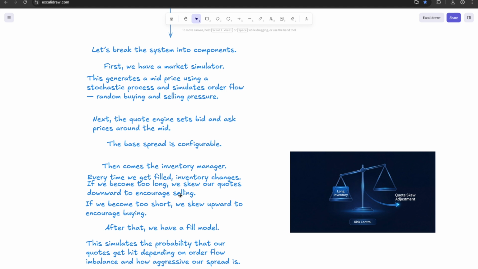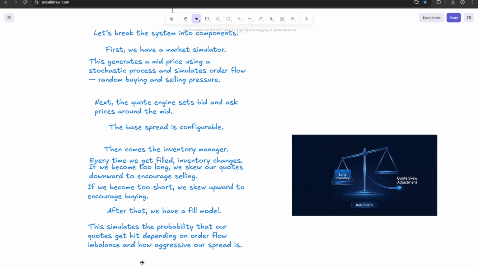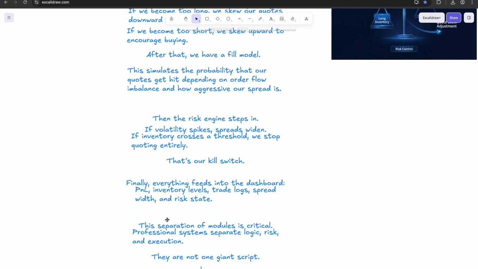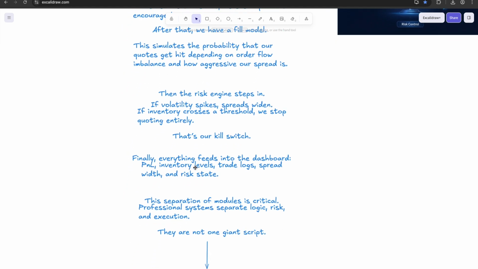And after that, we have a fill model. A fill model simulates the probability that our quotes get hit depending on order flow imbalance and how aggressive our spread is. Okay. And then the risk engine steps in. For example, if volatility spikes, the spreads would widen. That's a way market makers try to control risk. And if inventory crosses a threshold, we stop quoting entirely. So that's like our kill switch. Finally, everything feeds into the dashboard: P&L, inventory levels, trade logs, spread width, and risk state.